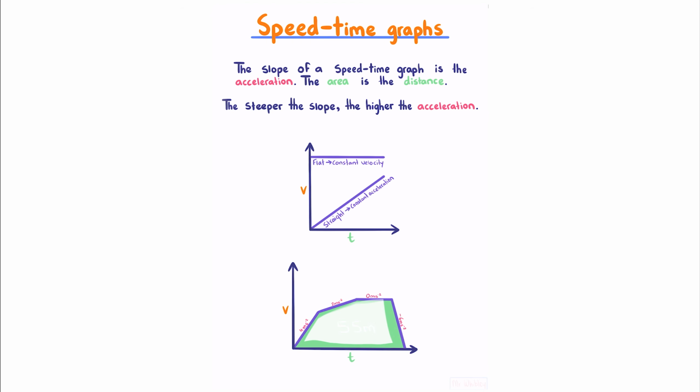negative acceleration. If we were to calculate the area underneath this line, we will have calculated the distance, for example 55 meters. Practically what this would mean would be to calculate the area of this triangle, this rectangle, this triangle here, this rectangle here, and this last triangle, and then adding all those together.